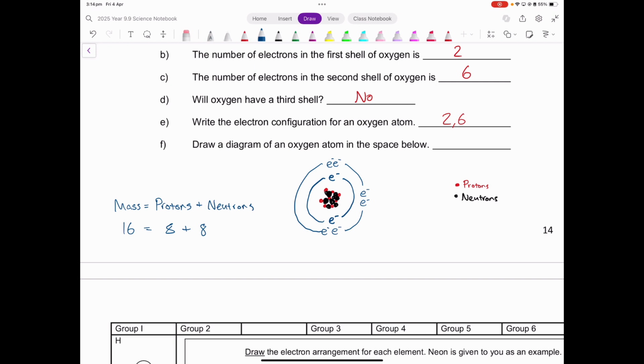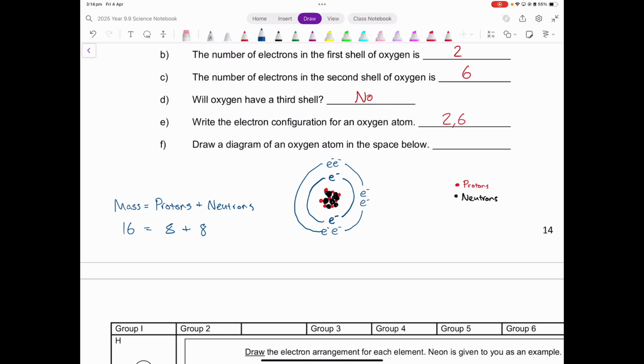What's the reason for the equation? Is it because of the charge? Is it because of weight, mass? It's because of the mass. Because neutrons and protons both have a weight of 1. Electrons have a weight of 0.